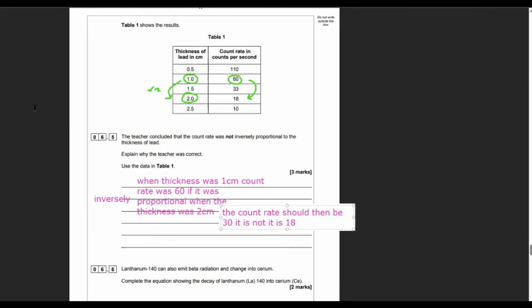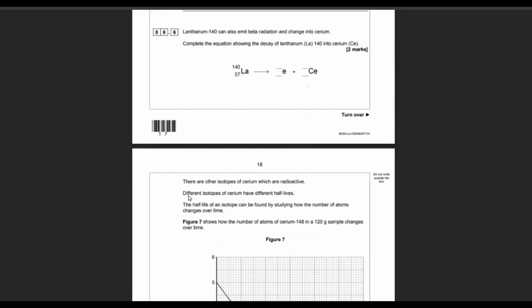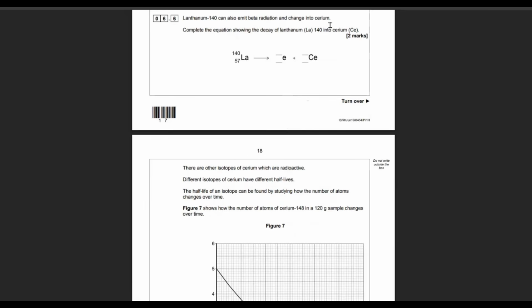So I've just proved that it's not inversely proportional. However, there is an inverse relationship. As thickness increases, count rate decreases. So the inverse bit is correct. It's the proportion that's not correct. Okay, so wunderbar. Right, let's give ourselves all of them 3 marks. That was quite a hard question, so don't beat yourself up too badly if you didn't get it. Right, lanthanum 140 can emit beta radiation and change into cerium.